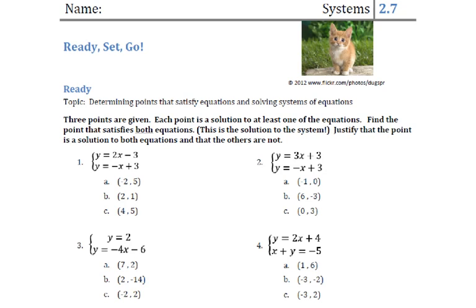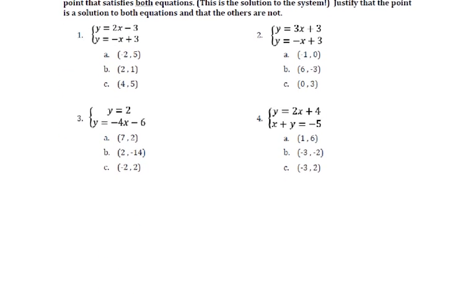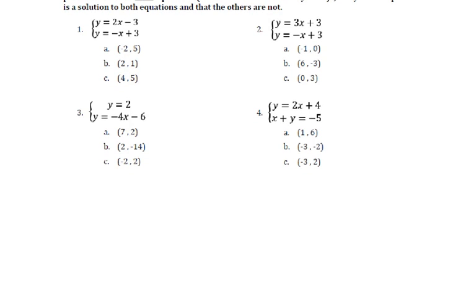Systems Homework 2.7. So, these first ones, 3 points are given. Each point is a solution to at least one of the equations. Find the point that satisfies both equations. This is the solution to the system. Okay? So we're going to check these points and see which ones work in both.